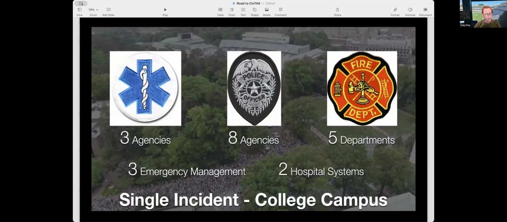As Jared was talking about, whenever we get to these large incidents, we had a school shooting here in North Carolina. You have 3 EMS agencies, 8 or 9 law enforcement agencies, 5 different fire departments, multiple emergency management, multiple hospital systems. Yes, they all have radios, right? And yes, we do have some interop channels that they can switch to, but how we cross and provide that situational awareness, when that is the only way we can provide that common communication, means that it's super chatty.